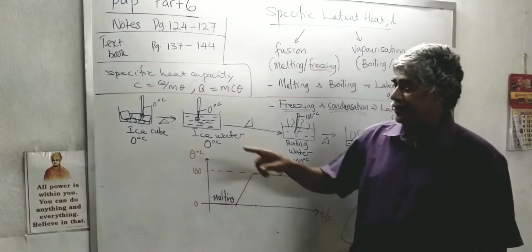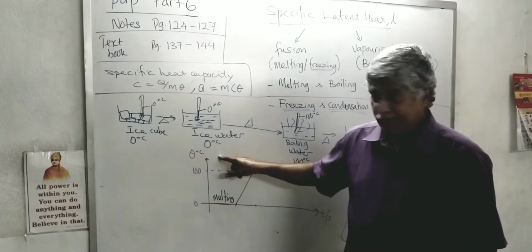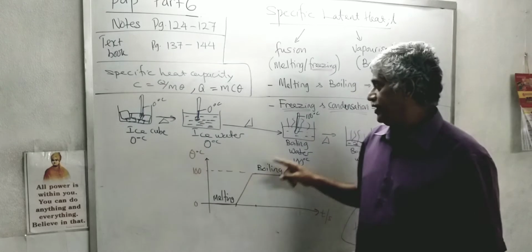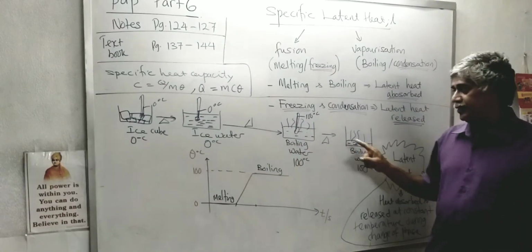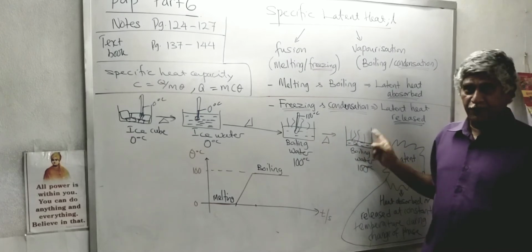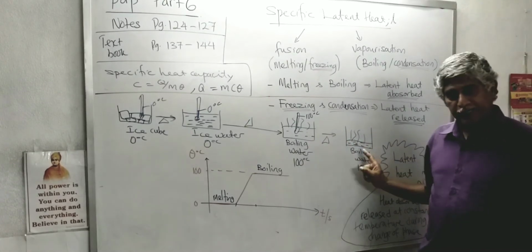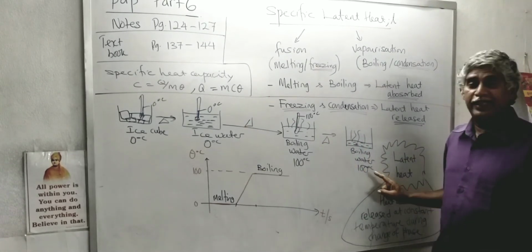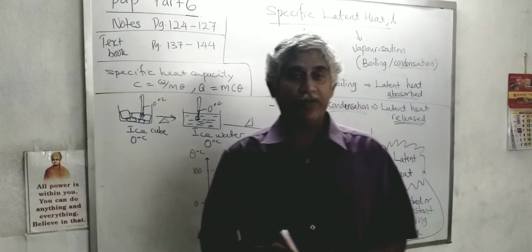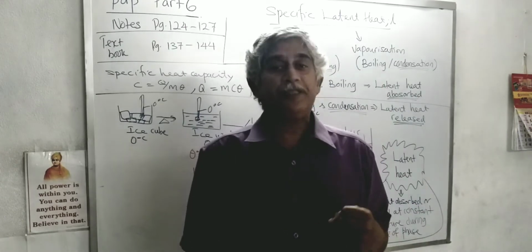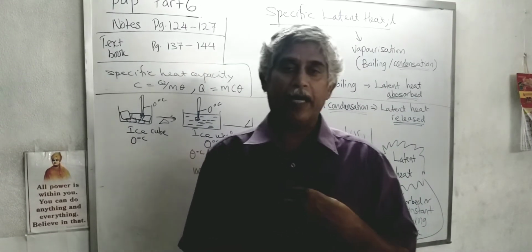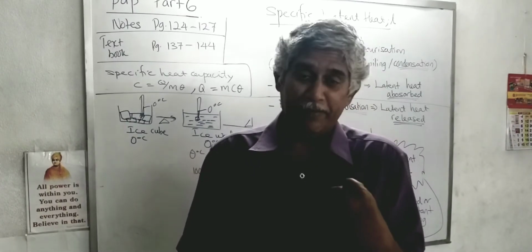So here you can see there's a change of phase and no change in the temperature, even though you are heating it up. Here also there's a change of phase: solid to liquid here, liquid to gas or vapor here. Also a change in phase, and no change in the temperature. This amount of heat that is used to change phase is known as latent heat. In Bahasa they call it haba pendam, which means something is kept.